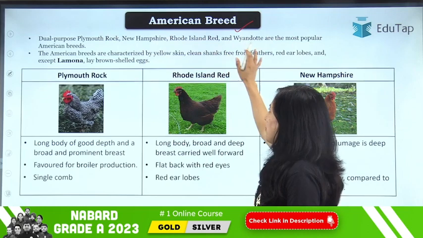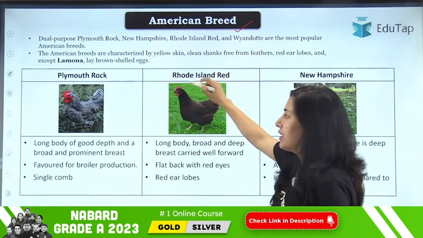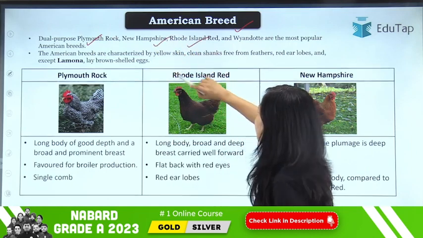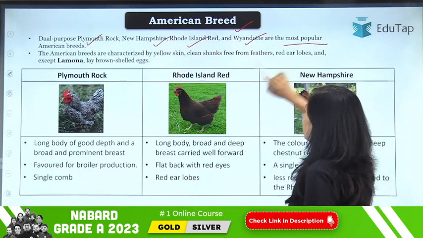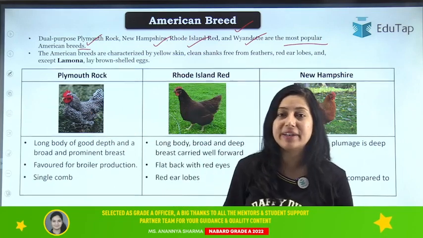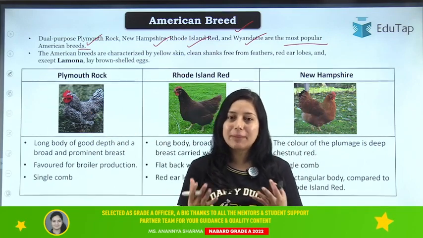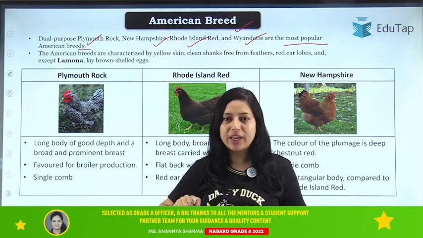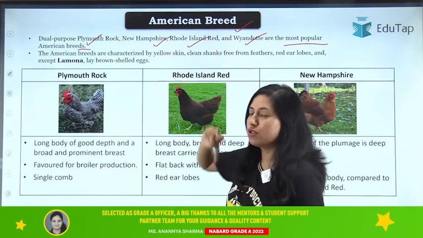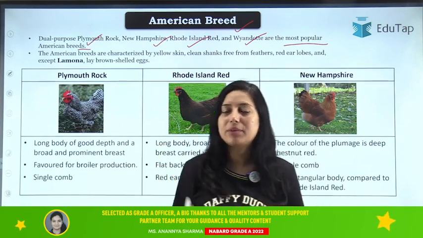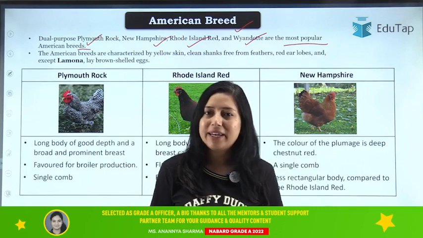So basically, among your American breeds, your dual purpose Plymouth Rock, New Hampshire, Rhode Island Red and Wyandotte are the most popular breeds. Now an examiner might ask you, what is the place of origin of New Hampshire? What is the place of origin of Plymouth Rock? Then you must be able to recall, okay, this is an American breed, so its origin will be America, right?